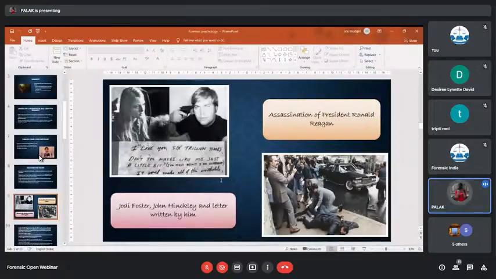These are some pictures. This is Jodie Foster, and this is Hinckley, and here is the letter he wrote to her, and this is the assassination attempt on the president that he did.